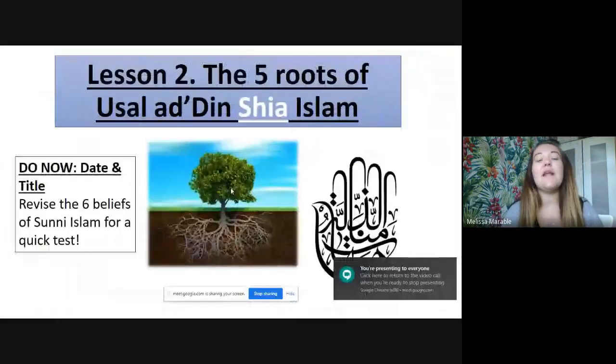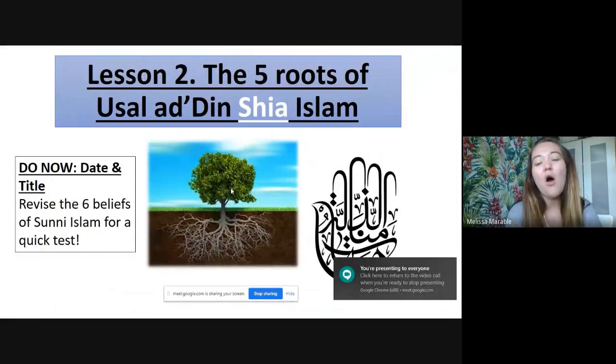So today we're going to do lesson 2 on topic 1, Muslim beliefs of paper 2, the Islam paper, looking at the 5 roots of Shia Islam. So if I just share my screen with you. Okay, hopefully now you'll be able to see my screen.